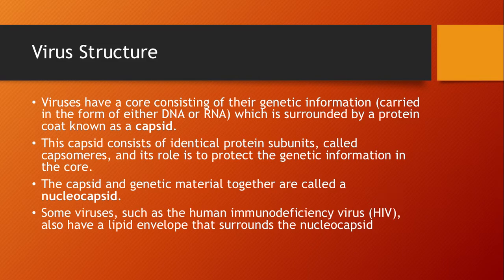A little bit about the structure of a virus. Viruses have a core consisting of their genetic information, which is carried in the form of that DNA or RNA, and it is surrounded by a protein coat known as a capsid. This capsid consists of identical protein subunits called capsomeres, and its role is to protect the genetic information in the core. Together, the capsid and the genetic material is called a nucleocapsid. Some viruses, such as the human immunodeficiency virus, otherwise known as HIV, also have a lipid envelope that surrounds the nucleocapsid.